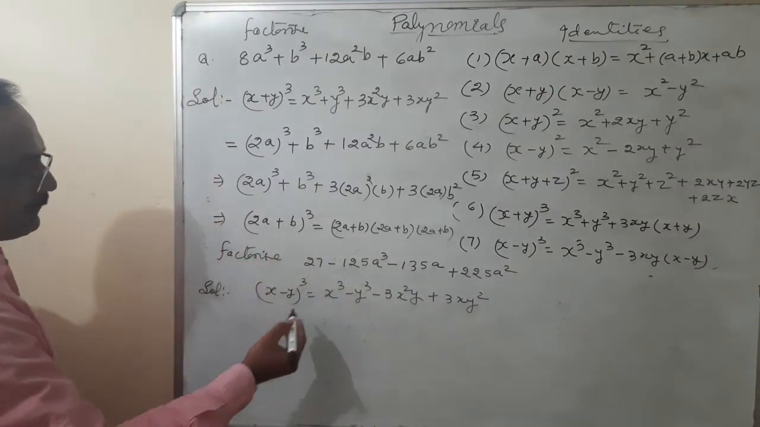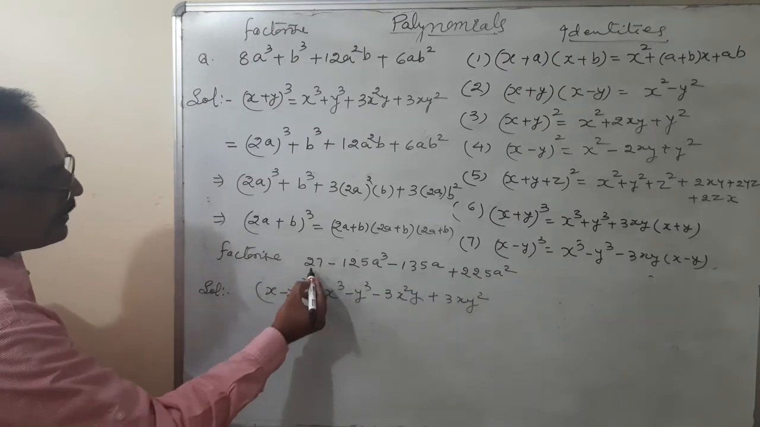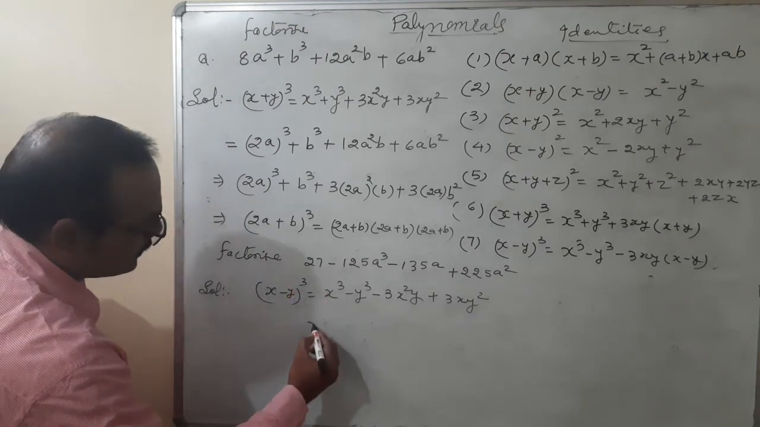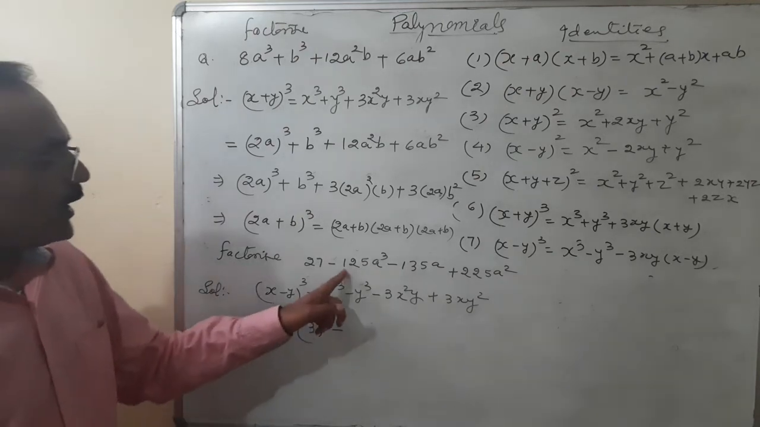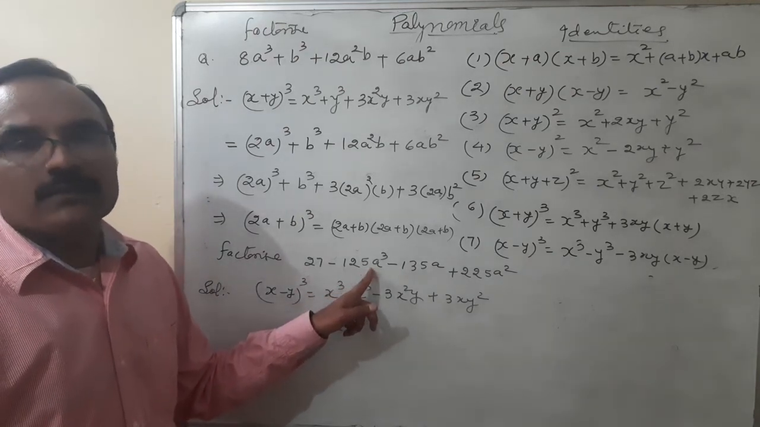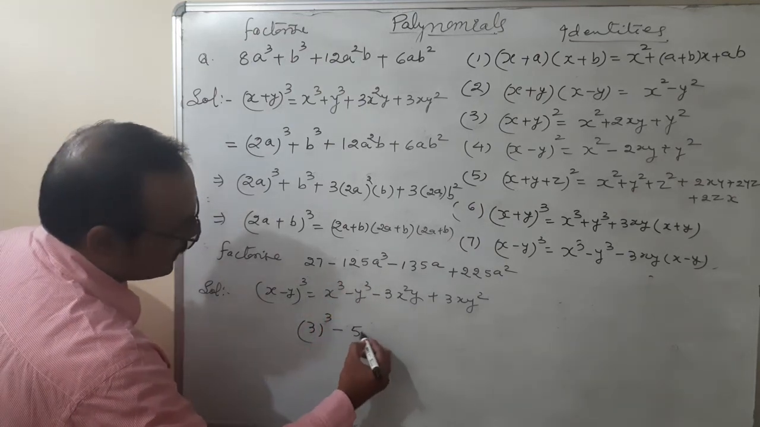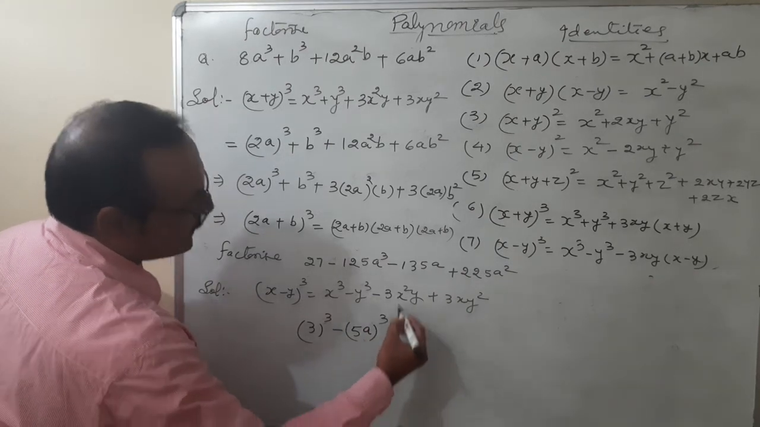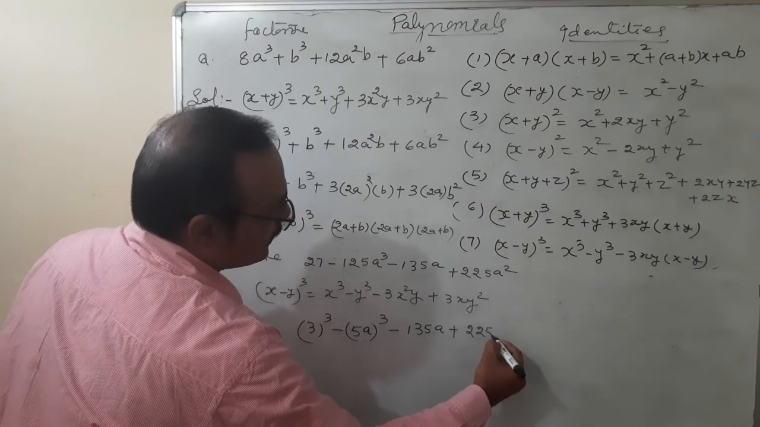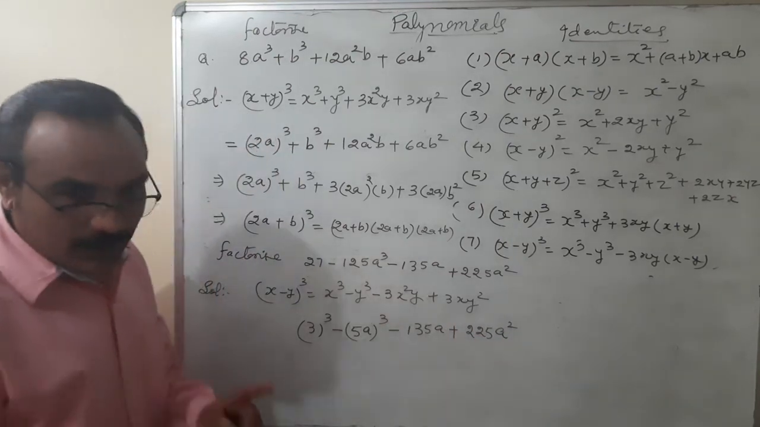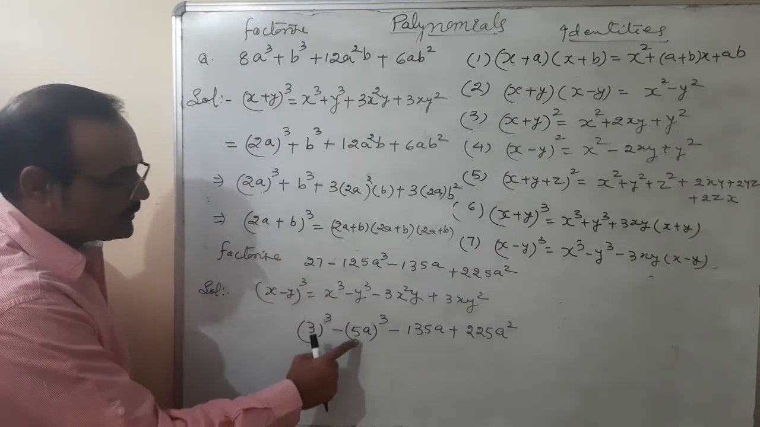Here x is equal to, but before writing that, I am writing this term in a proper form. 27 can be written as 3 cube, minus 125a cube. 125 can be written as 5 into 5 into 5. So I may write here minus (5a) whole cube, minus 135a as it is, and plus 225a square. No change in it. Now in the next step we are going to change it, because it is clear that in place of x there is 3, in place of y it is 5a.